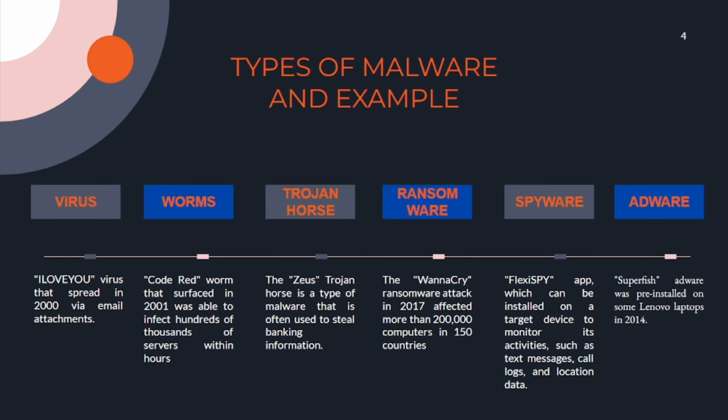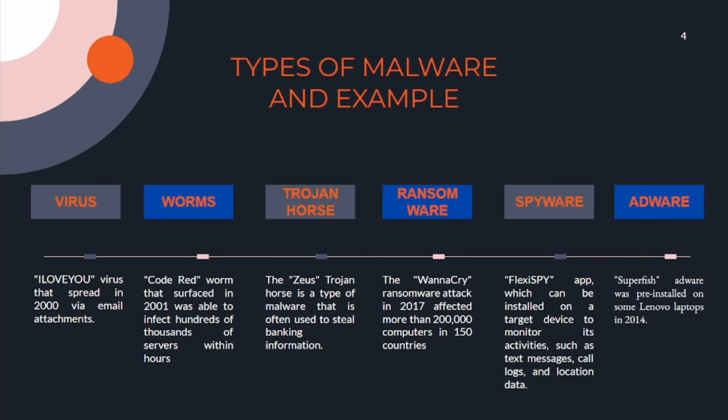Virus. A computer virus is a program written to alter the way a computer operates without the permission or knowledge of the user. It can corrupt, steal, or delete data on your computer. One example is the I Love You virus that spread in 2000 via email attachments. The second one we have is worms. It is a self-replicating program. Its main function is to infect other computers while remaining active on the infected system. One example of worms is CodeRed. The CodeRed worm surfaced in 2001 and was able to infect hundreds of thousands of servers within hours.